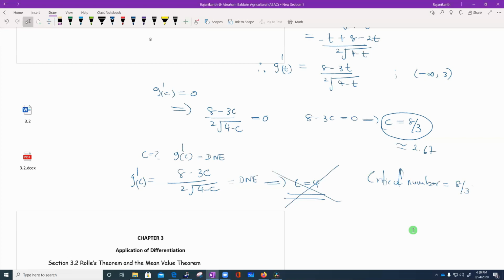So how many critical values are you supposed to find? You have to find everything in that interval. All the points are supposed to be determined.